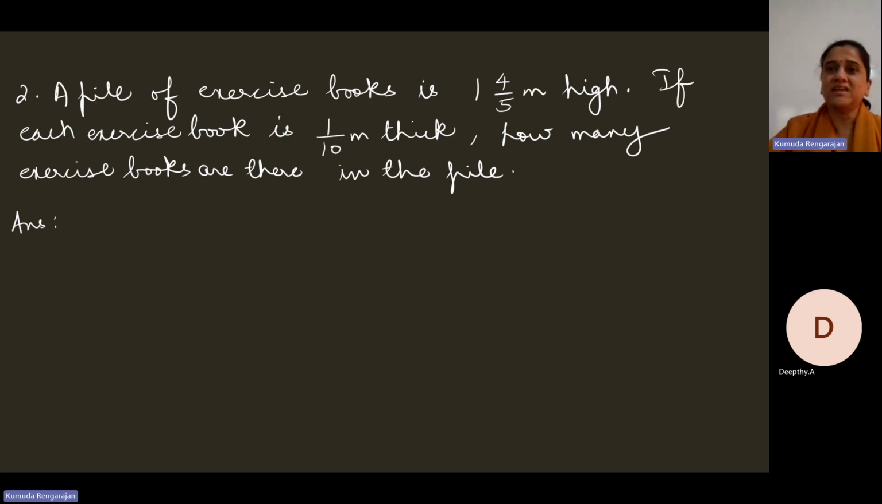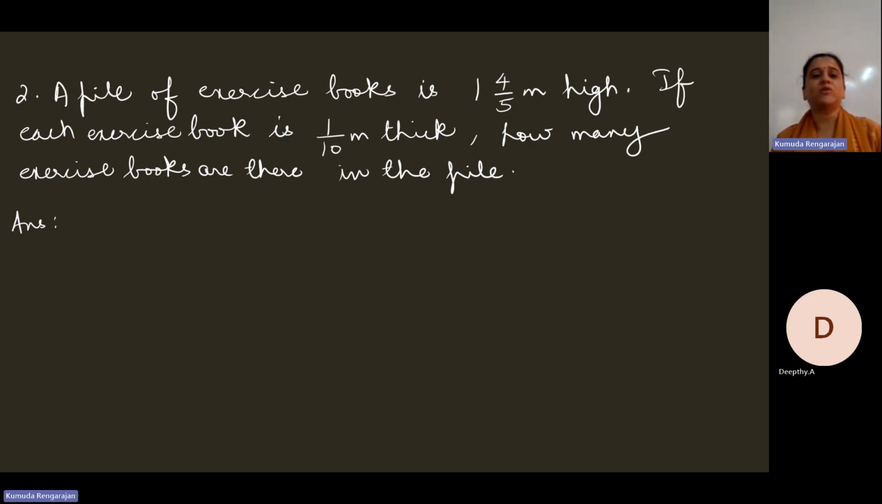Now you have stacked identical books to a height of 50 centimeters. The total thickness of all the books is 50 centimeters, and the thickness of one book is 2 centimeters. So how many books are there in the stack? 50 divided by 2, 25.